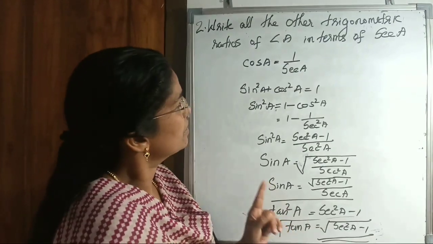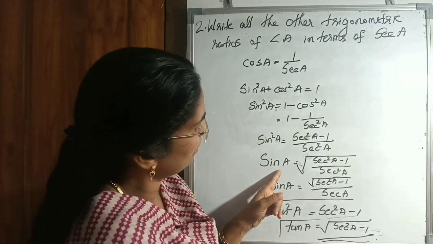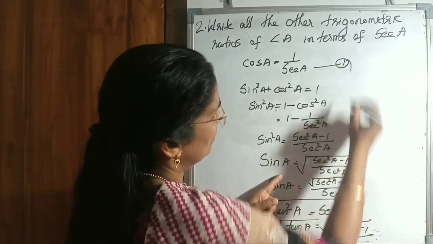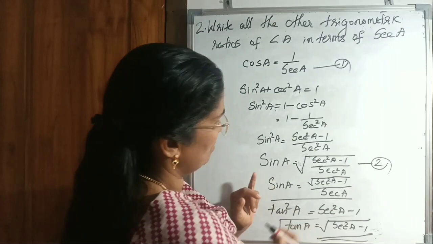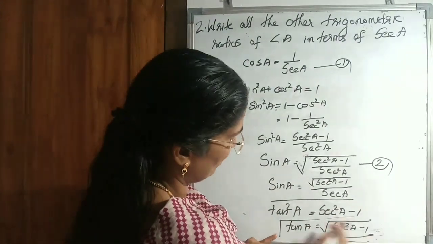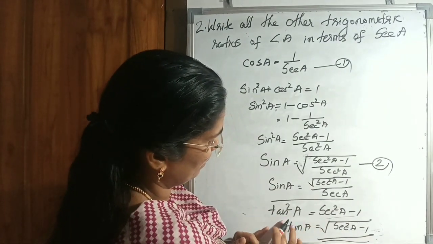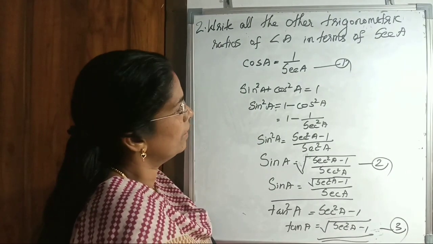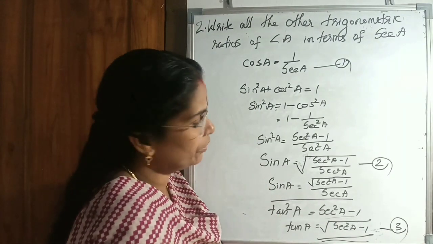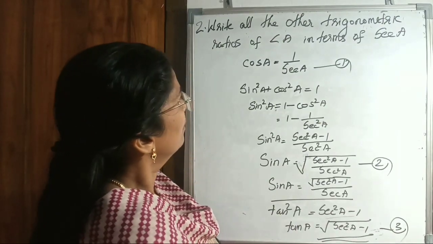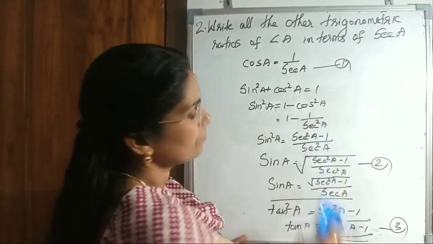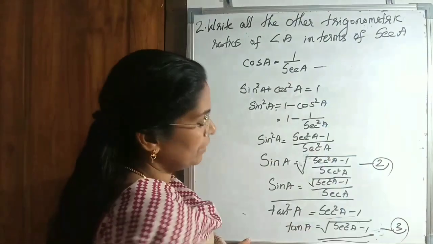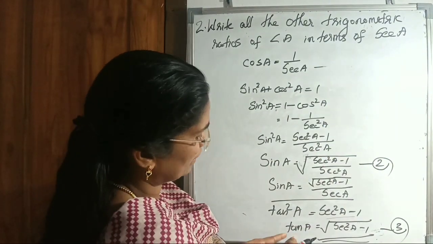Okay, the first one is cos, the second is sin, and the third one is tan. Okay, tan a is equal to root of sec square a minus 1. Now two more we have to find out. Next one, we can take cot a.